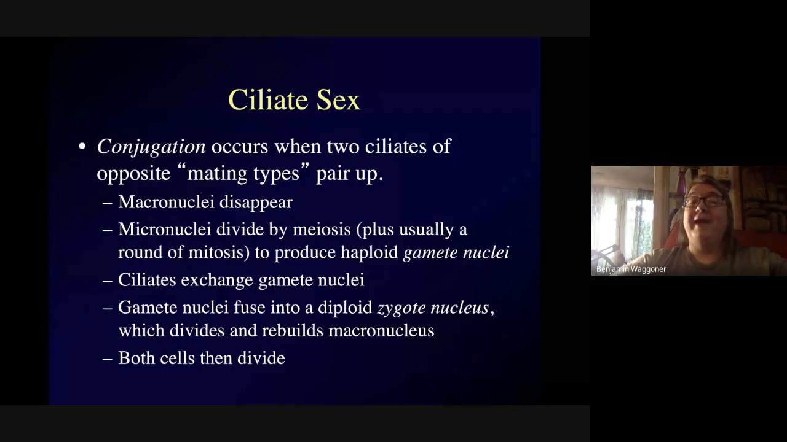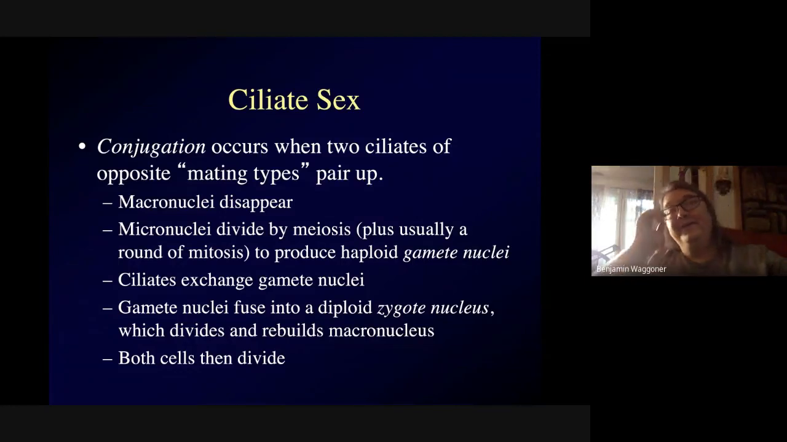Two ciliates pair up. They not only have to be of the same species, but they have to be of complementary mating types. And there can be more than two. I think it's Paramecium aurelia that has 28 mating types. Each mating type normally pairs up with only one other, but occasionally one mating type will pair up with the wrong one that's not normally complementary to it. So yeah, the sex gets weird when you've got 28 genders.